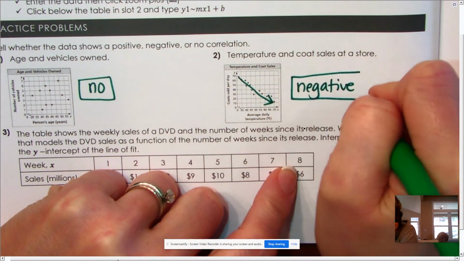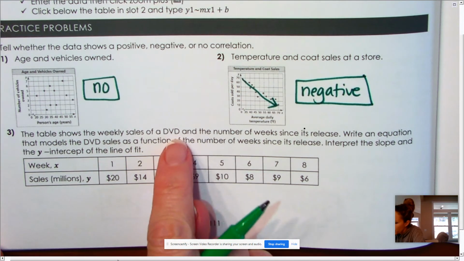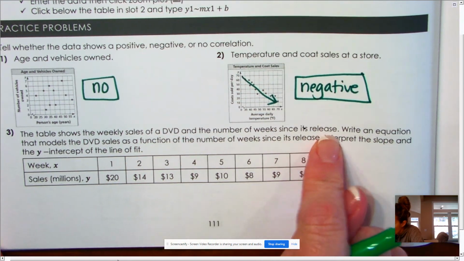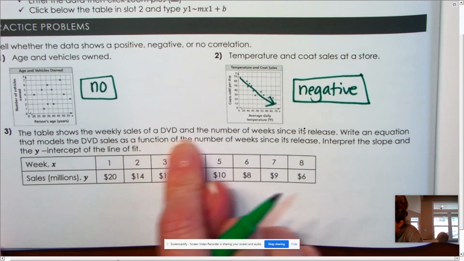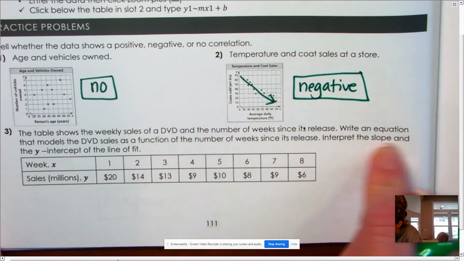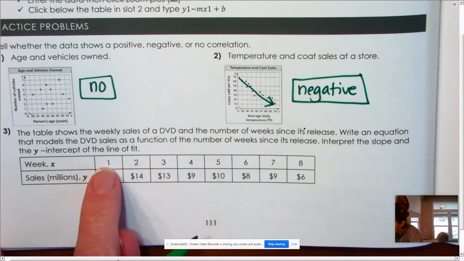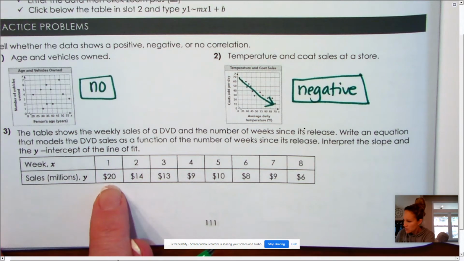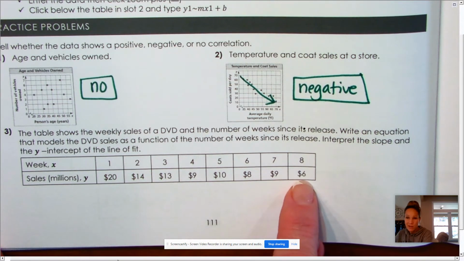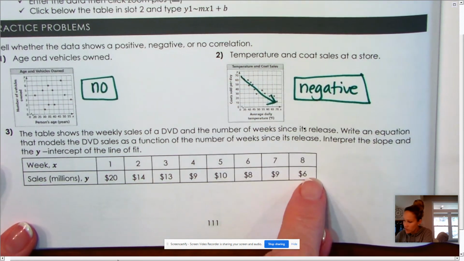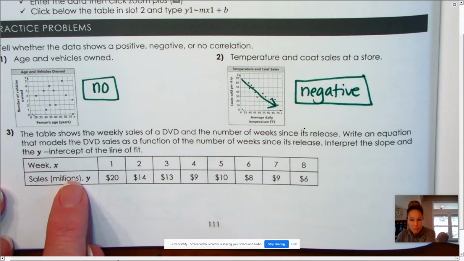Okay, for question number 3, it says the table shows the weekly sales of a DVD and the number of weeks since its release. Write an equation that models the DVD sales as a function of the number of weeks since its release. Interpret the slope and the y-intercept of the line of fit. So the first week out, they sold a bunch of DVDs. After it was out for 8 weeks, not quite as much revenue. And realize here, you guys, they didn't make $6. They made $6 million. Those are in millions.